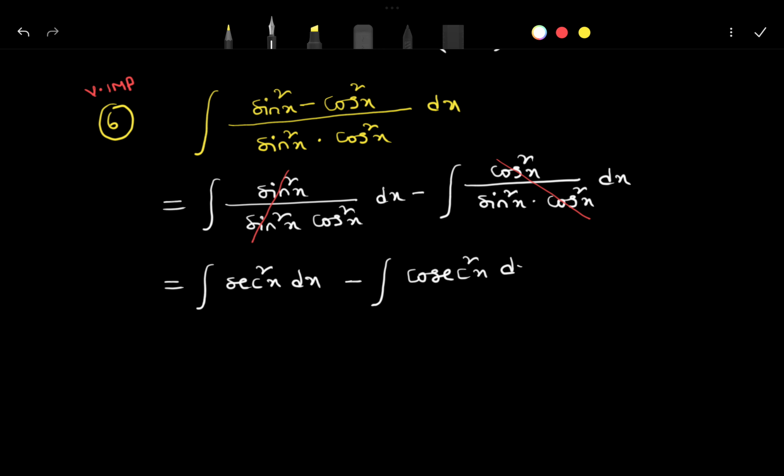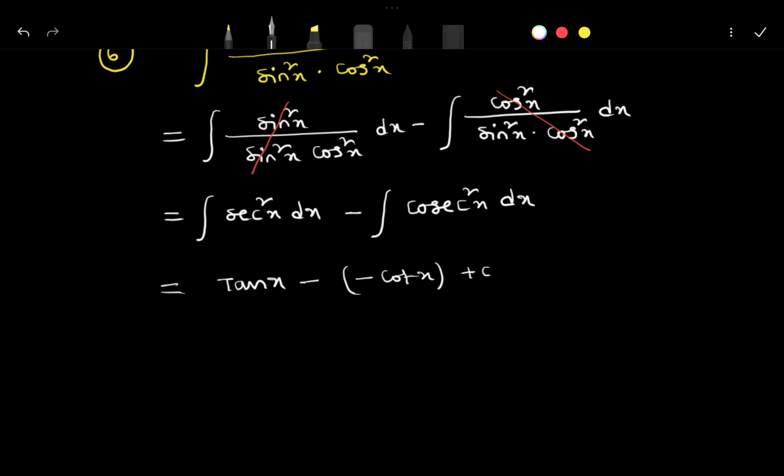So you know what is the integration of secant square x? That value will be tan x. Tan x minus the integration of cosecant square x, which is minus cot x, plus c. Minus of minus equals plus, so that is tan x plus cot x plus c.